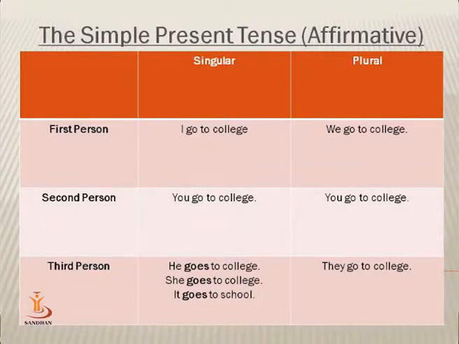As we can see, the main verb takes s or es, which shows that he goes to college, she goes to college and it goes to school. While the other persons, first person singular, I go to college, plural, we go to college, second person, you go to college, the third person plural, they go to college, don't take any change, as we can see that go is used as the main verb.